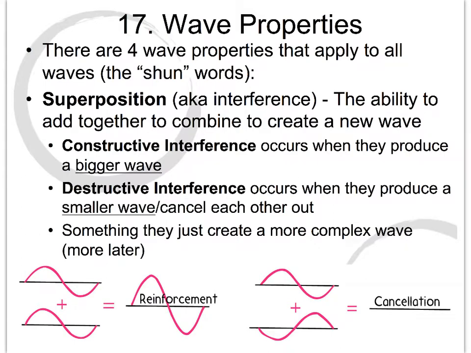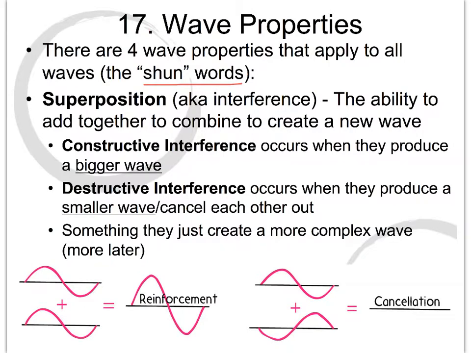All right, now that we've talked about some of the basics of waves, we're going to get into some properties that all waves have. I collectively call these the "tion" words, but there are four properties that every wave is going to exhibit. They all end in "tion," hence the "tion" words. So the first one we're going to talk about is superposition.